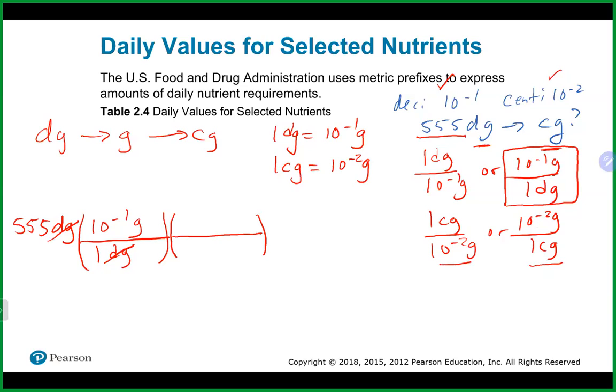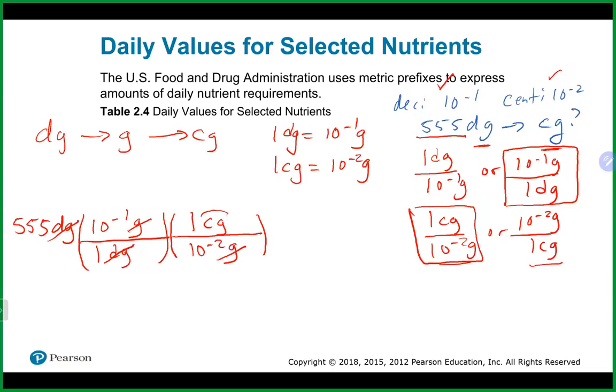Which one? The one on the left will actually cancel it because grams are on the bottom. So we have to go opposite to cancel out the units. We're basically dividing the units by going opposite. We're going to take 1 centigram on top, 10 to the minus 2 grams on the bottom. Once again, with the units, we have grams divided by grams, which equals 1, so they cancel each other out.